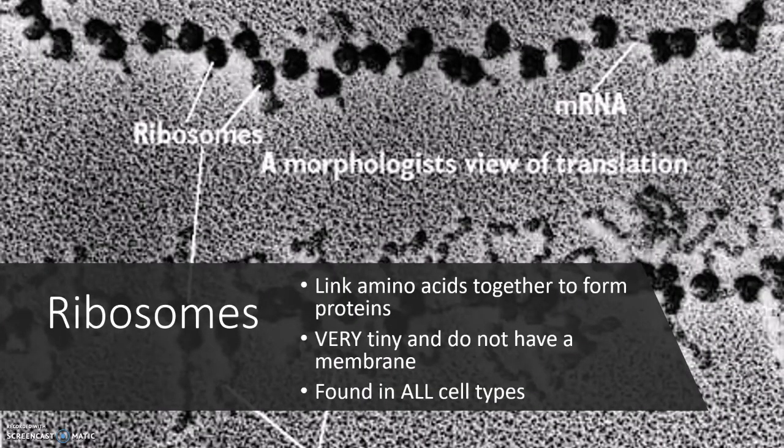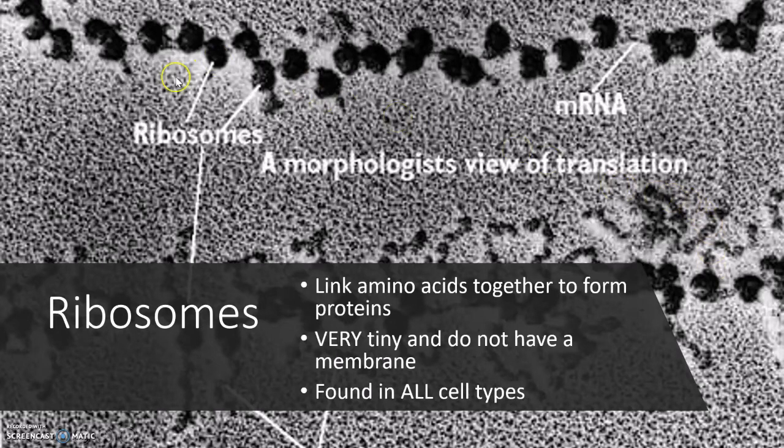Next up, we have ribosomes. So we just talked about that on the rough ER. Ribosomes are actually cellular structures that build the protein. So without a ribosome, a cell cannot make protein at all. And remember, proteins are made out of amino acids. So the job of a ribosome is just to link one amino acid to the next, to the next, to the next. These are very, very tiny structures. They don't have a membrane around them, and they are found in all cell types, even bacteria.